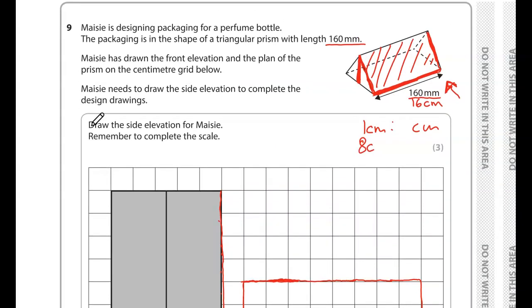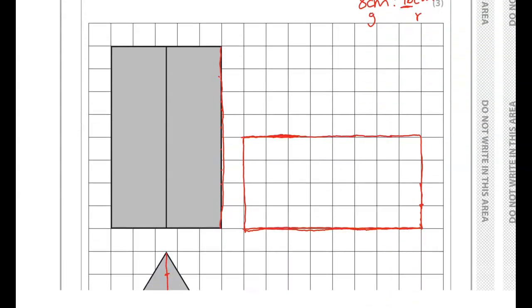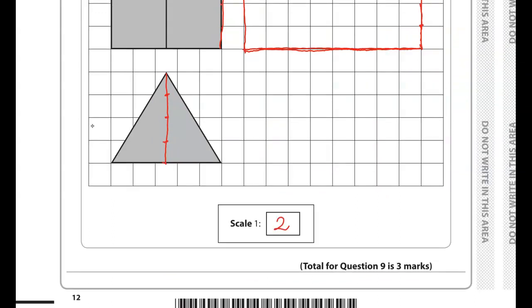So 8 centimeters on the grid were equal to 16 centimeters in reality. So basically it's double. So I'm going to put a 2 there. And as it's centimeters and centimeters, we can leave the units out and do 1 to 2. The scale is 1 to 2.